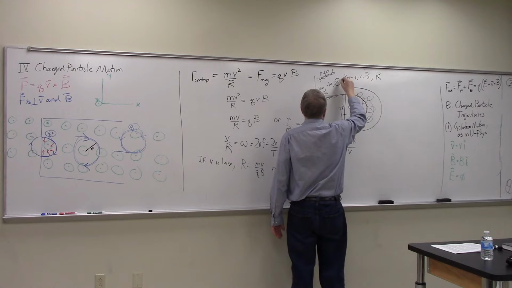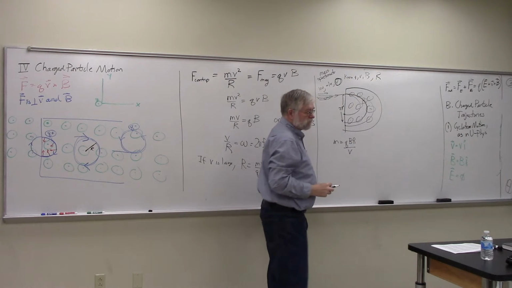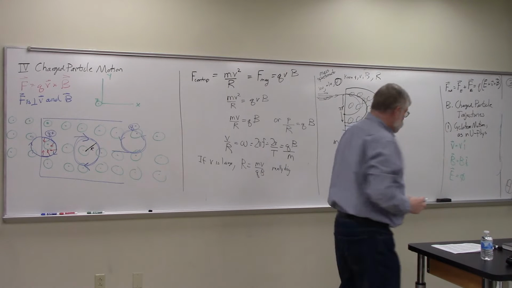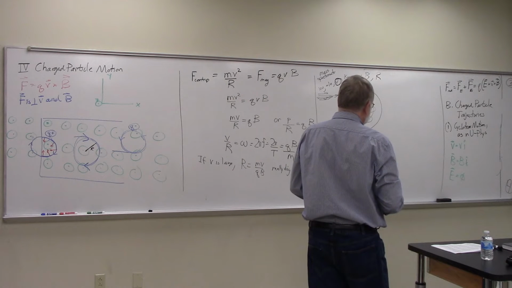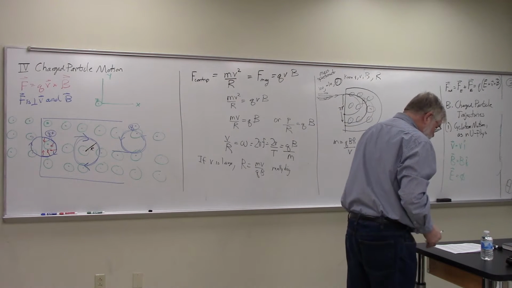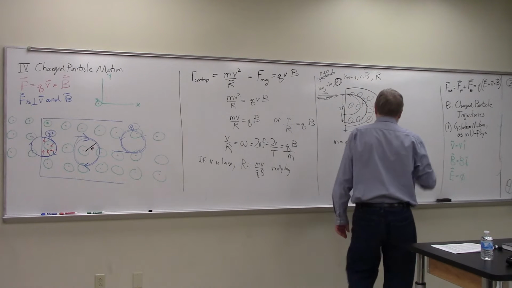How do you get these particles to have a specific V? We'll talk about that a little bit later in this lecture. How do you get it to have a specific V? That's a trick that's also going into magnetism.